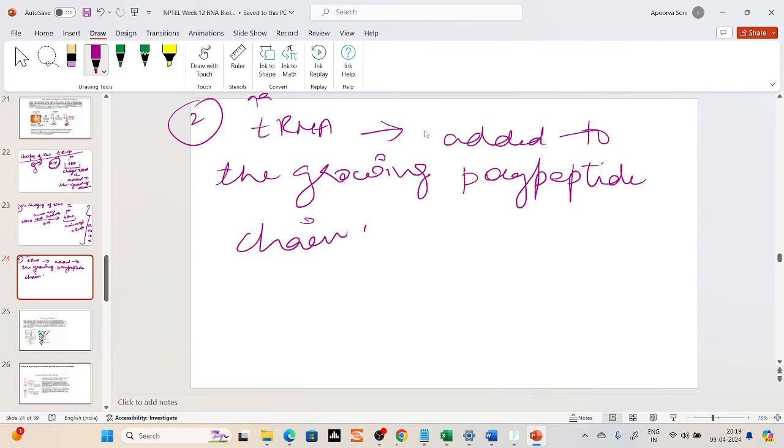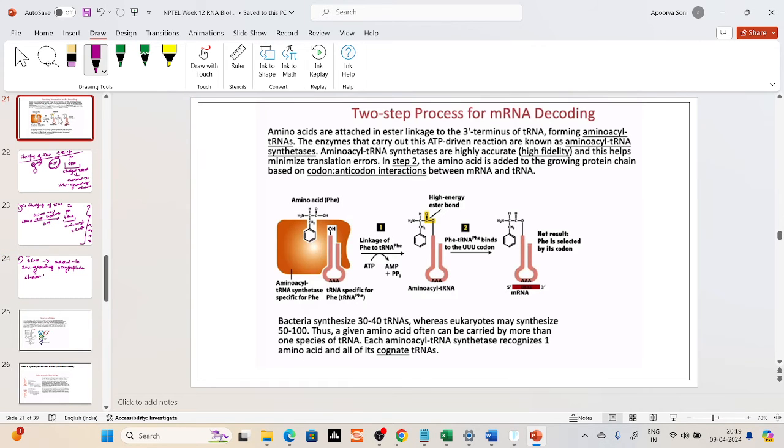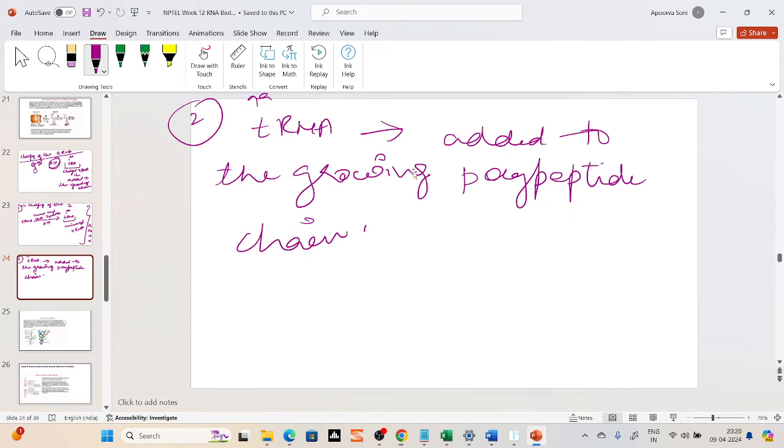And this is the two-step process they are saying. Okay. So this is step one. Step one, this is your aminoacyl tRNA. Now what happens? In step 2, the amino acid is added to the growing chain based on codon-anticodon interaction between mRNA and tRNA. So basically now this is added to the chain based on the interactions that we'll see later.